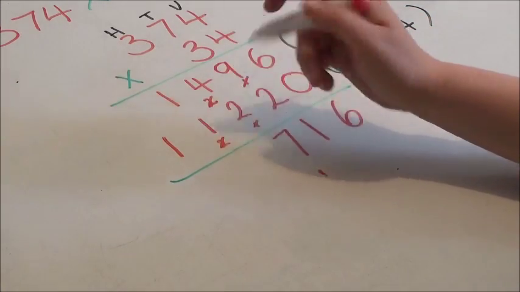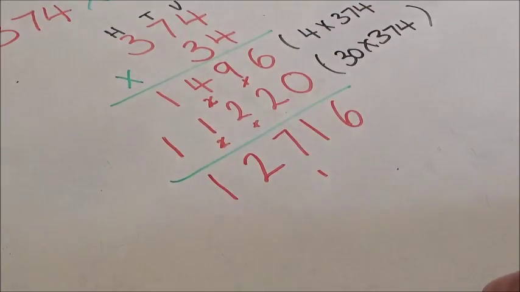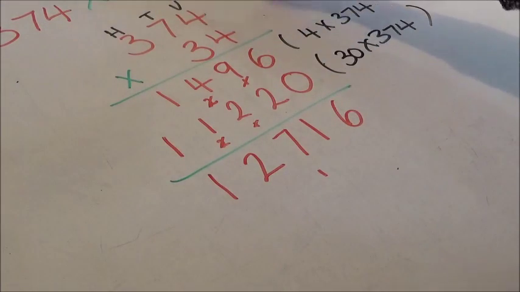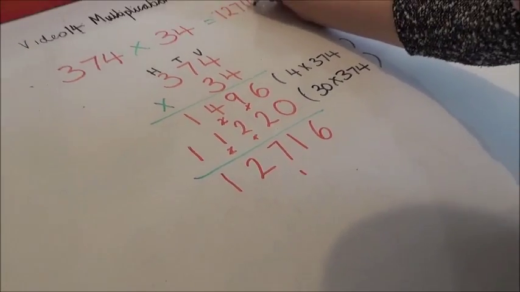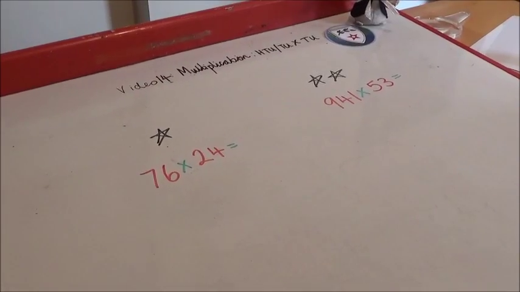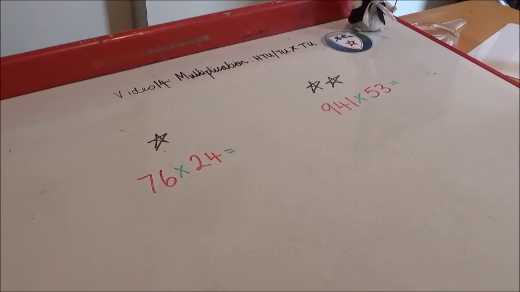1000 and 1000 is 2000, and we've just got the 1 tens of thousands left. So 374 times 34 is the same as 12,716. Have a go at doing one of these, pause the video, have a go, and then we'll go through the answers together.